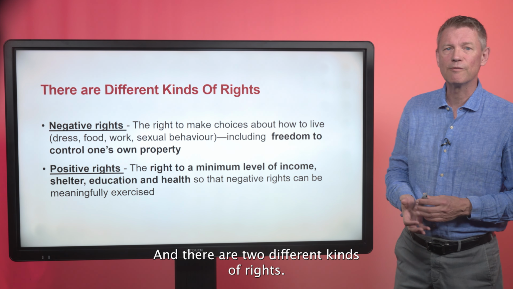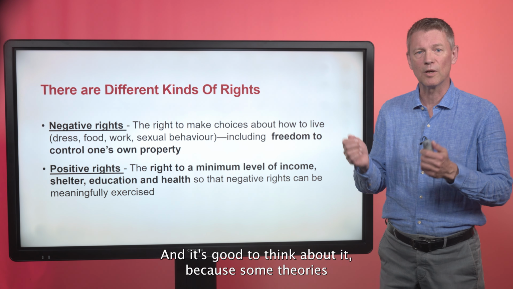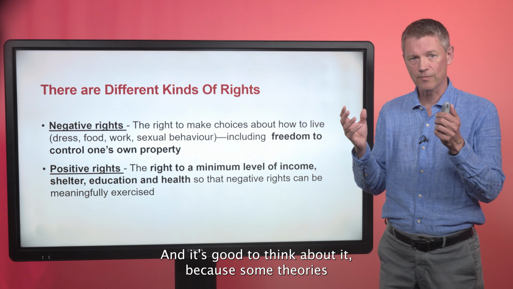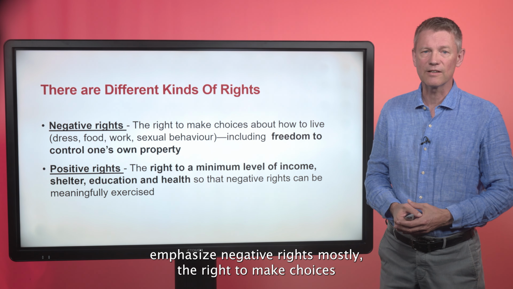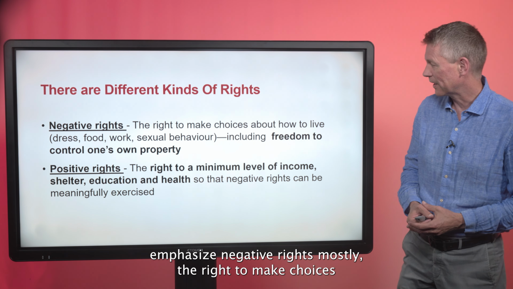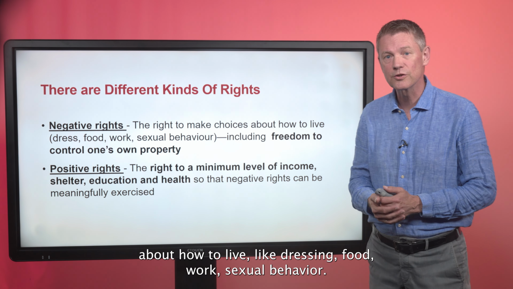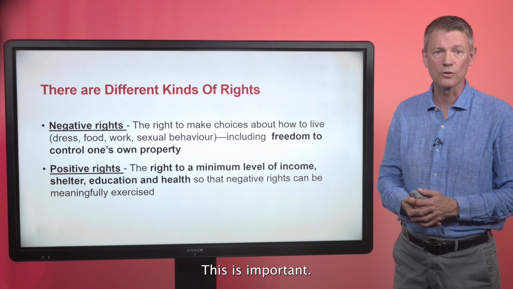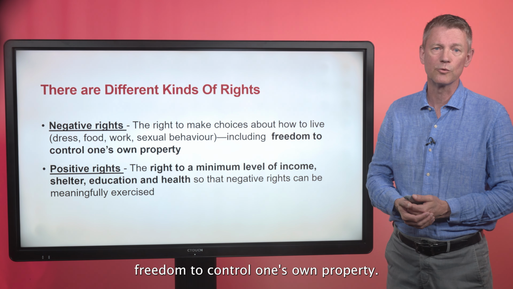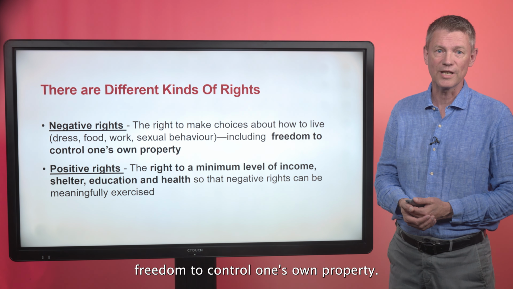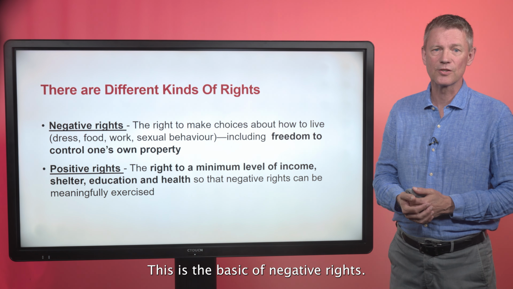And there are 2 different kinds of rights, and this distinction is old, and it's good to think about it because some theories emphasize negative rights mostly. The right to make choices about how to live, like dressing, food, work, sexual behavior. This is important. And including, and this is historically important, freedom to control one's own property. This is the basic of negative rights.